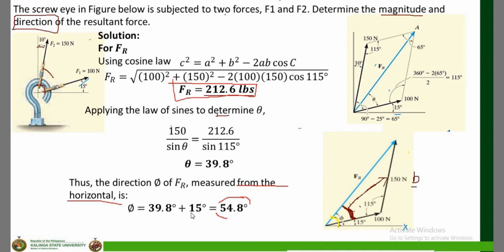When we say from the horizontal, it means it is from the x-axis. When we say from the vertical, it means it is from the y-axis. Okay?